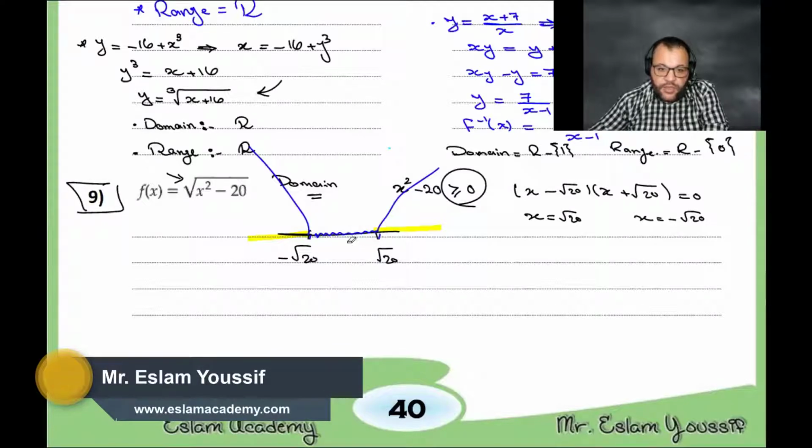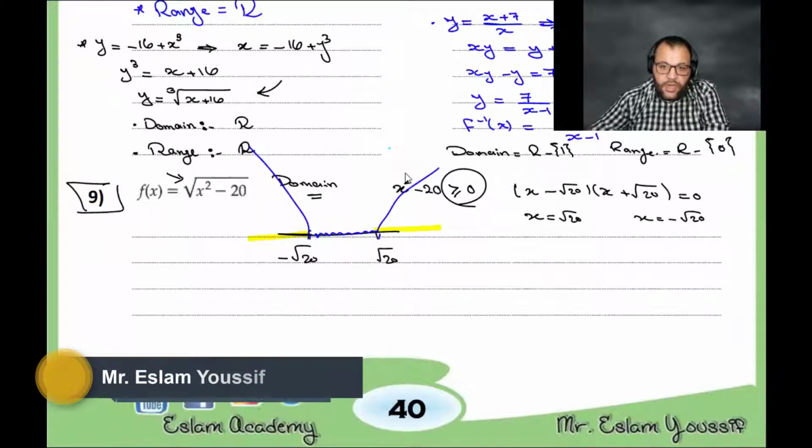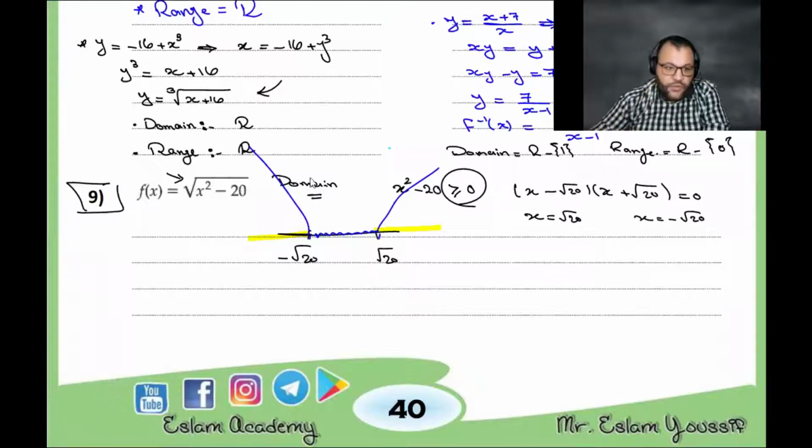And the range will be starting from 0 and going up. Not from negative, not from negative 20. We will start from 0 for the range. Is it clear, this one? Any problem for this one?